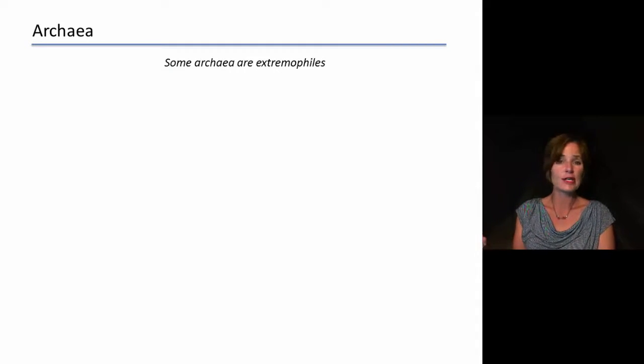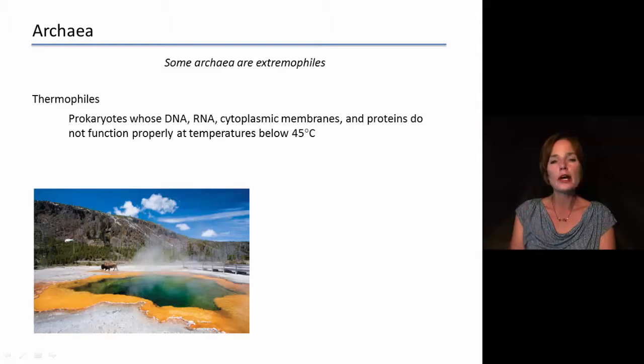So that could be at very extreme temperatures. It could be at extreme, I'll say, oxygen levels. It could be at extreme salt levels. So if we look at just a couple examples, one group of Archaea is what we call the thermophiles. Thermo has to do with temperature.